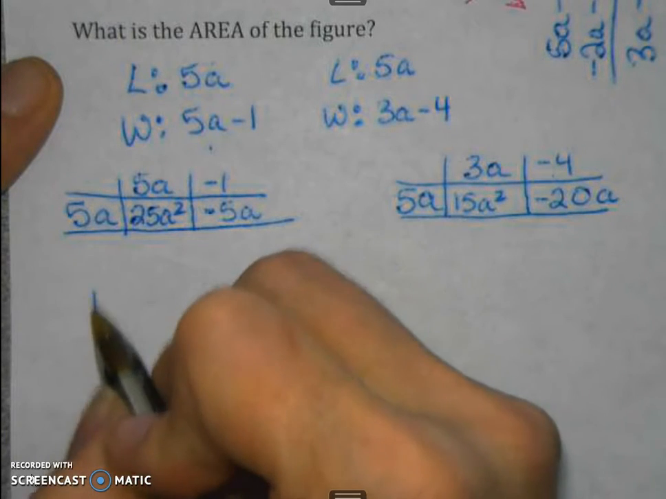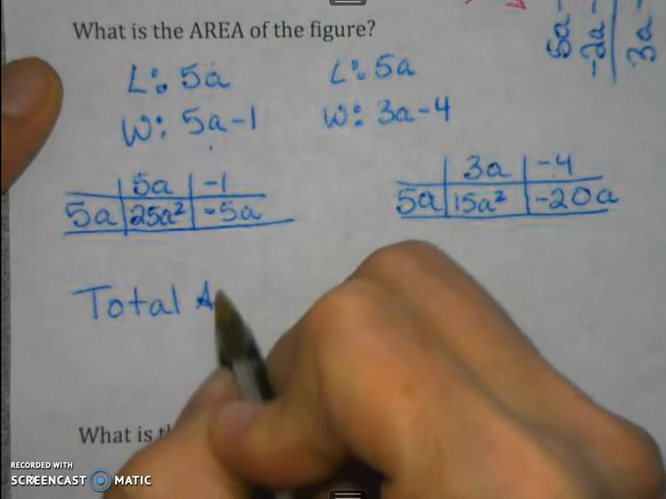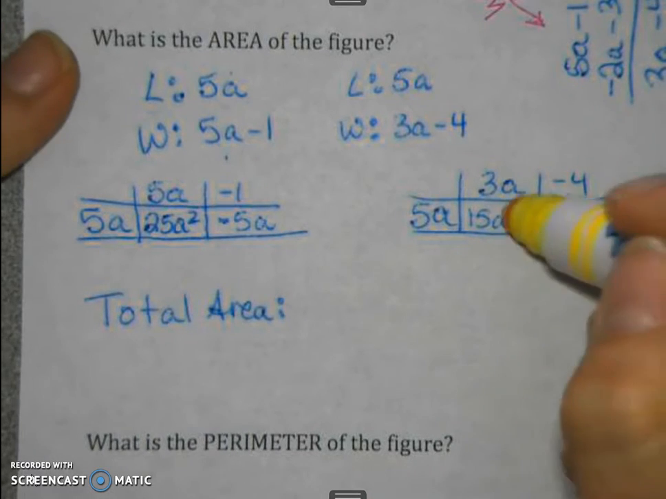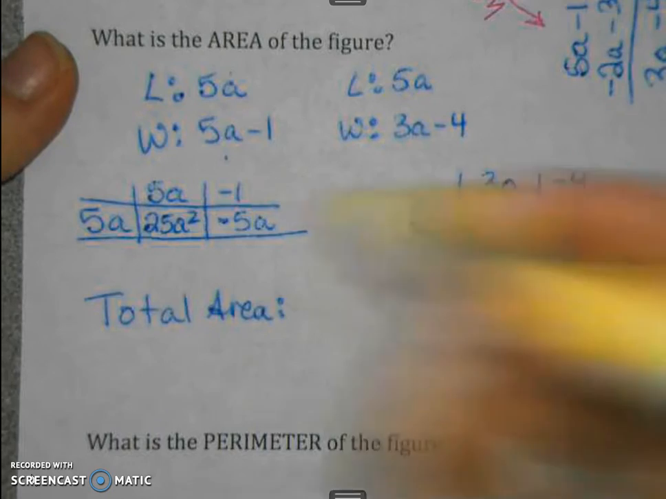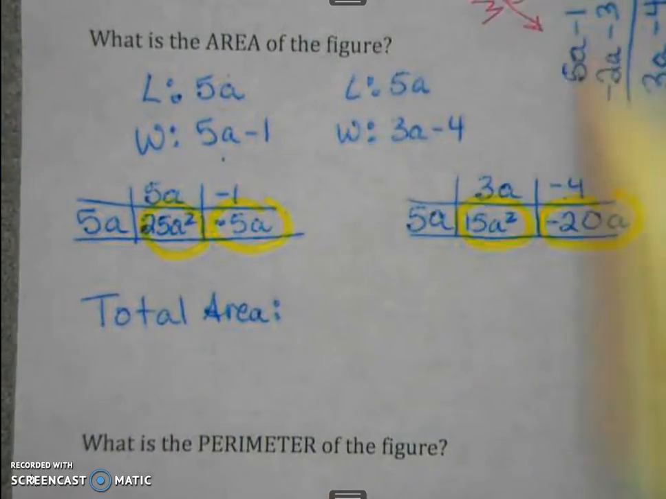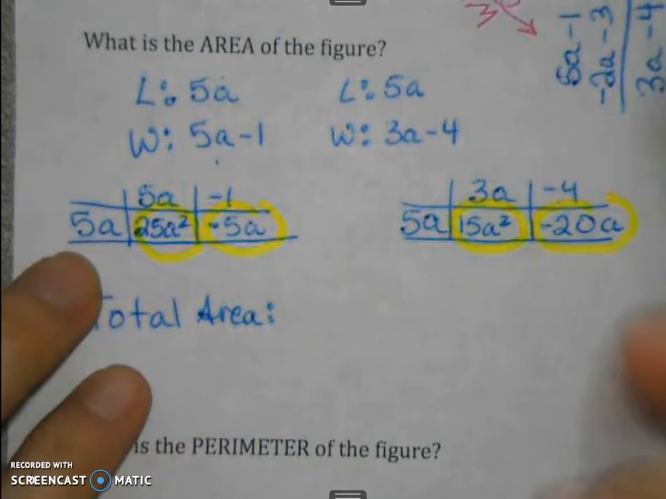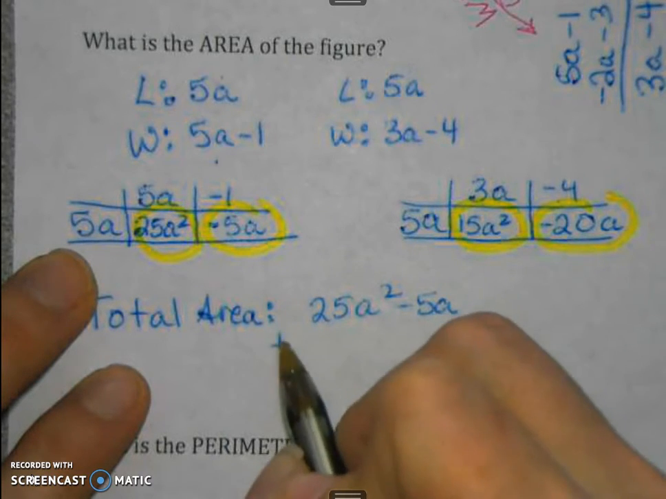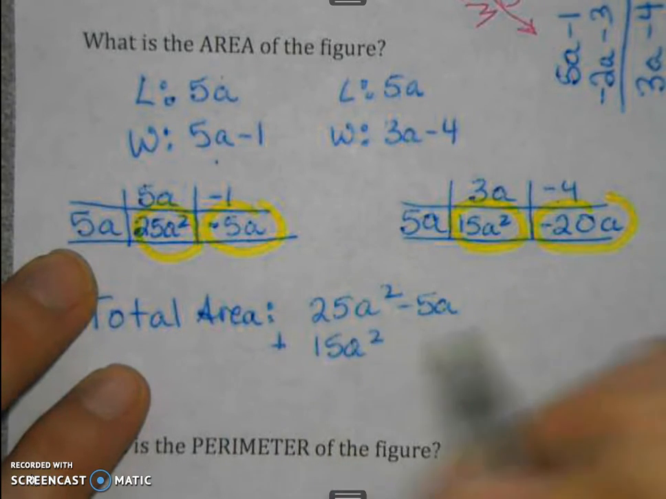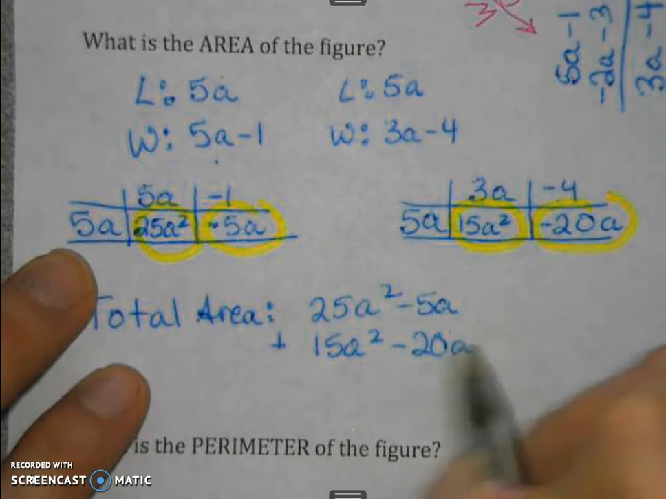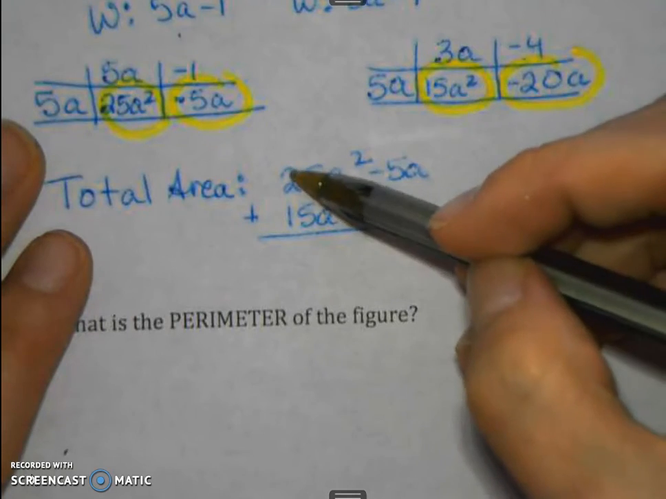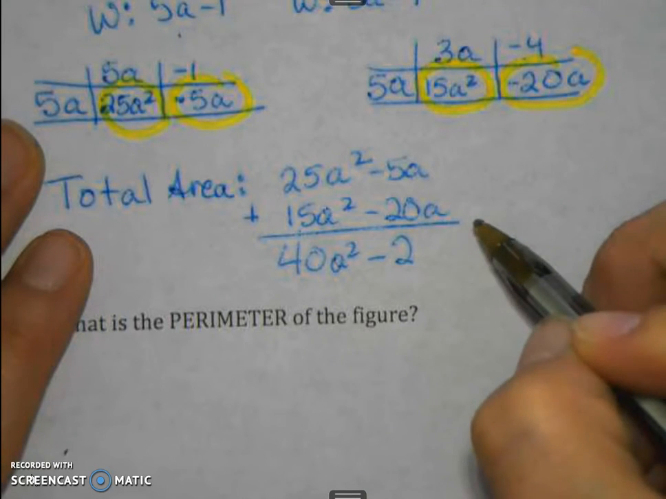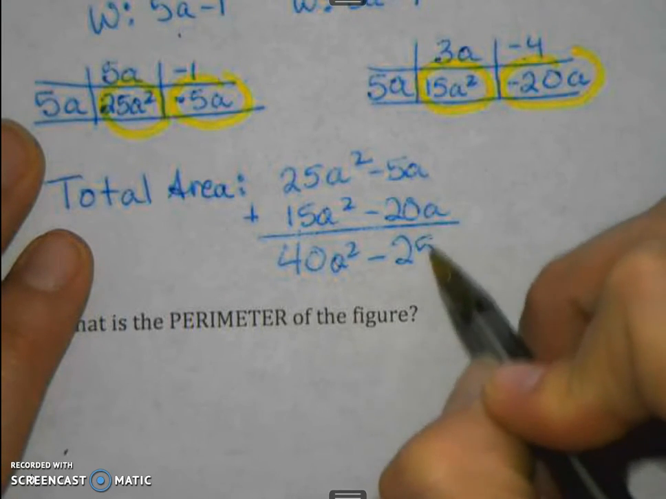To finish, the total area means we need to add these pieces. I'm going to highlight them so you can see them. We want to take these two answers and add them with these two answers. So we want to combine like terms. I have 25A squared minus 5A, adding to 15A squared minus 20A. And when I add those, I get 40A squared minus 25A. Done.